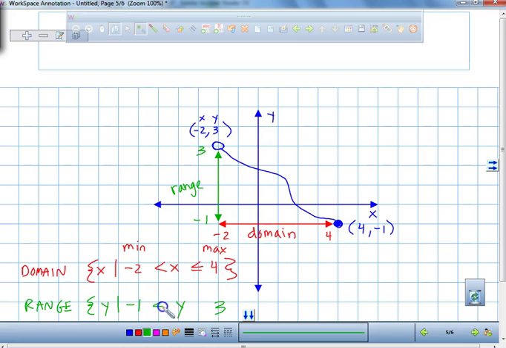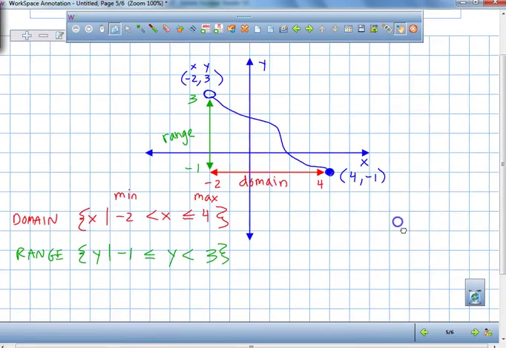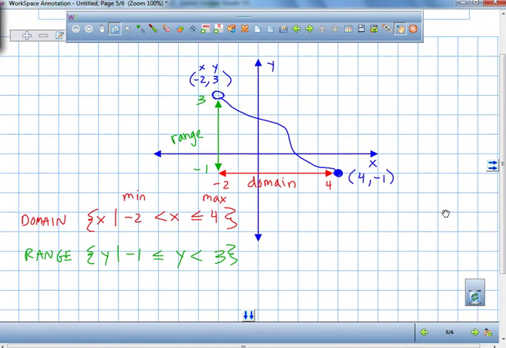Enclosed in dot means equal to. So your y value is greater than or equal to -1, but it's just less than 3 because it's not including that number. This is an example I want you guys to have in your journal because you're going to have questions that look exactly like this on your test. And it's going to ask you for either the domain or the range.